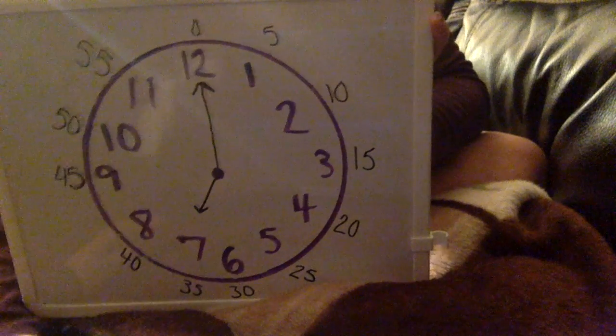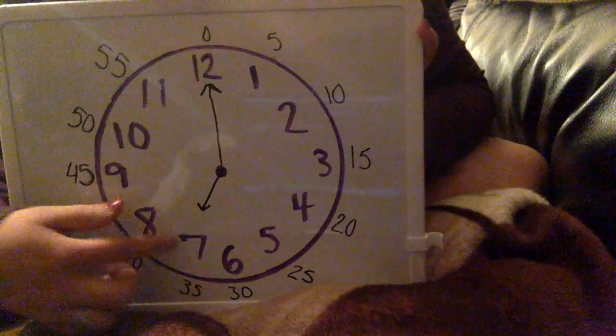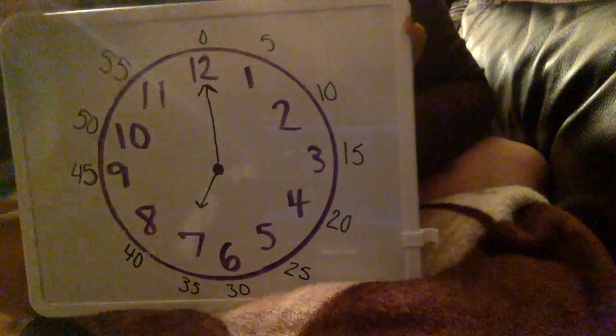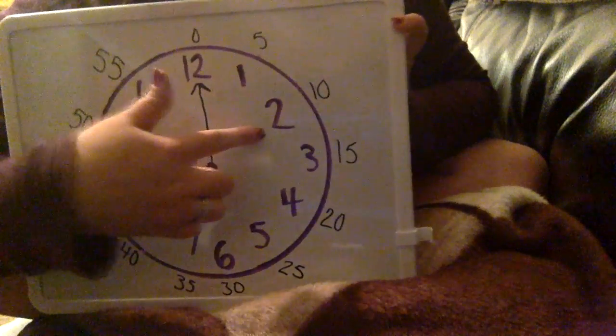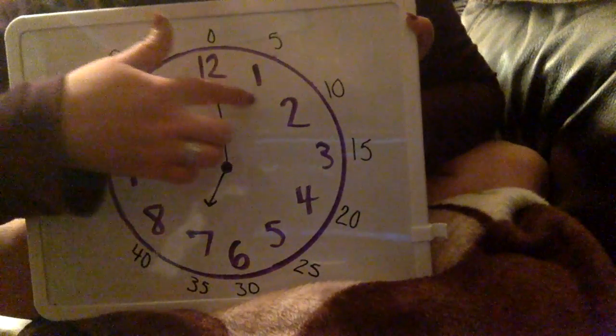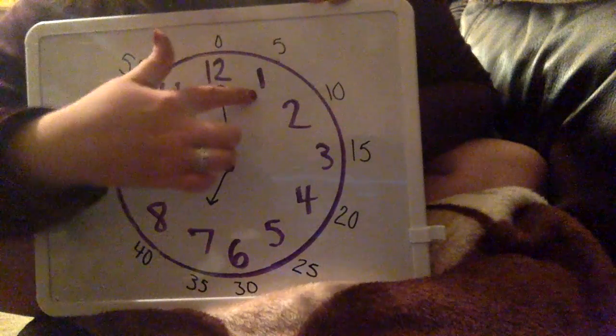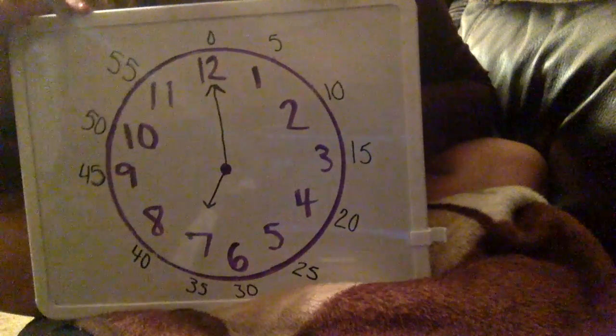From there, the minute hand can move around the clock. So if the hour remained on 7 and the minute hand began to move, it would add 5 each time it hit a new number. So say the minute hand moved to 1, the time would be 7:05. If it got to the 2, the time would be 7:10.